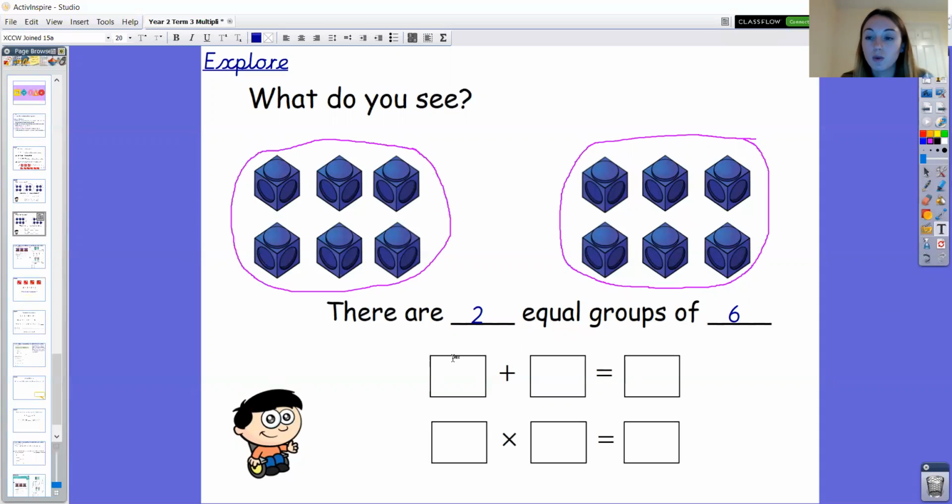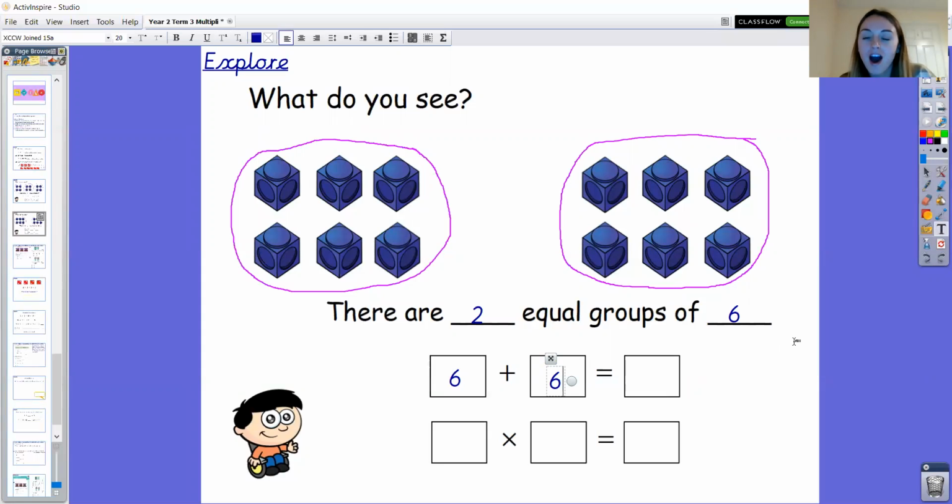Well done. So we know that there are 6 cubes inside each group. So we have 6 representing this first group, add 6 representing the second equal group. So 6 add 6. Oh, this is one of our Learn It facts. It's a double. We should all know this straight away. Let's see how quick you can answer. Okay, you ready, Year 2?